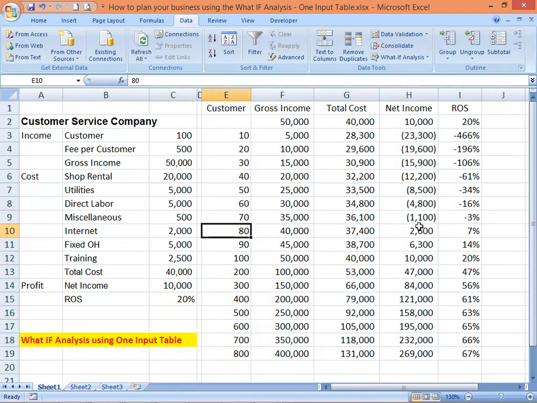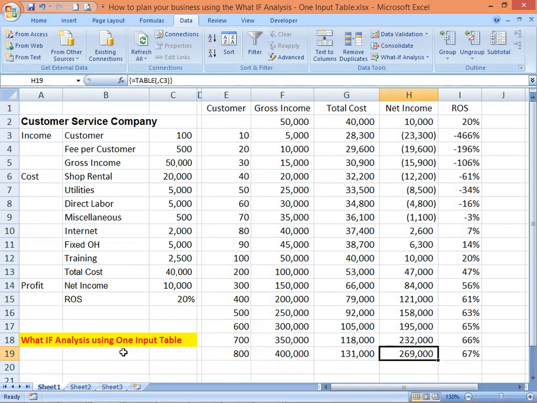So you started earning money starting with 80 customers. That is already positive. The more customers that you're going to serve, the more money that you're going to earn. For example, 800 customers served in one month, you're going to earn 269,000. That's a positive 67% ROS.